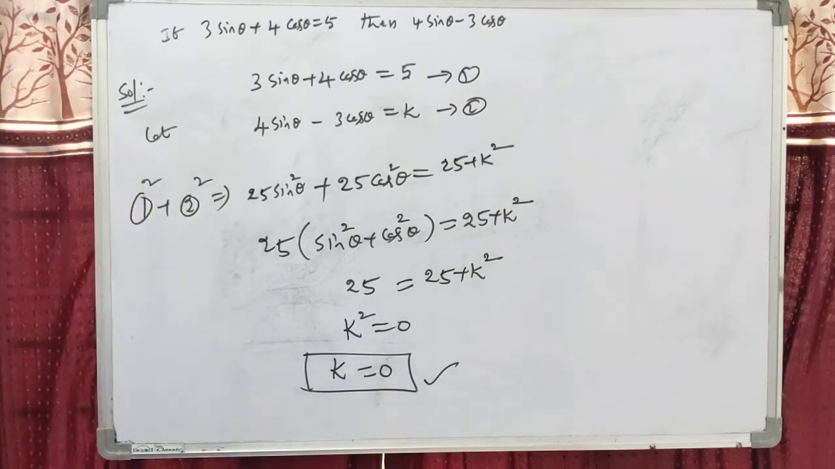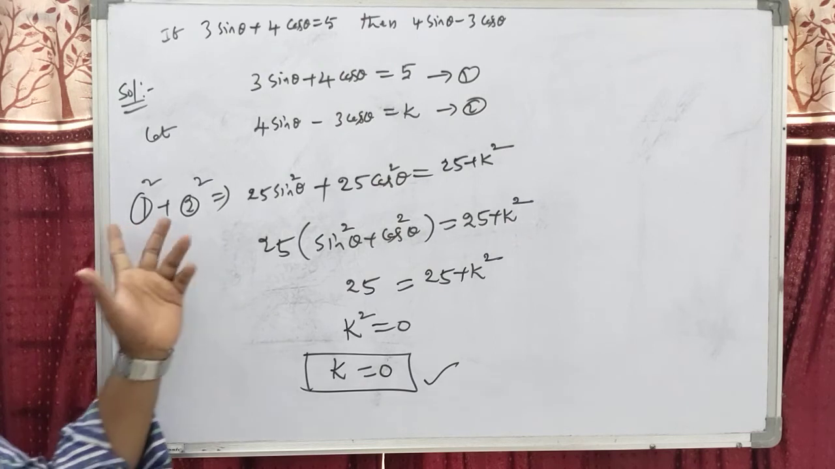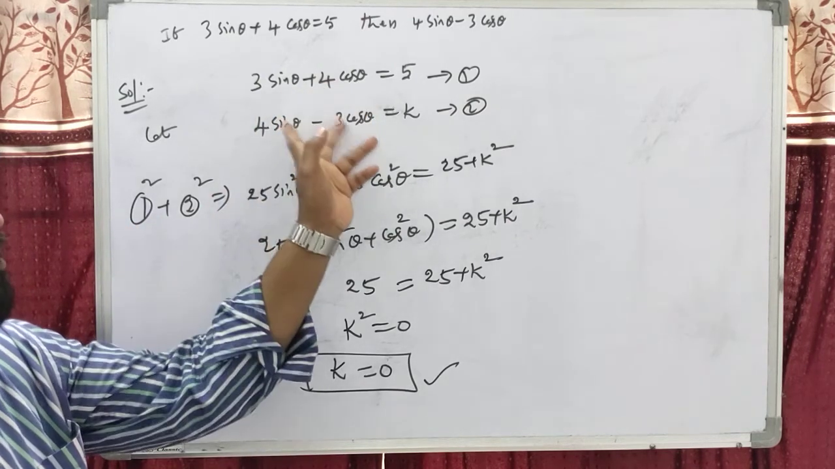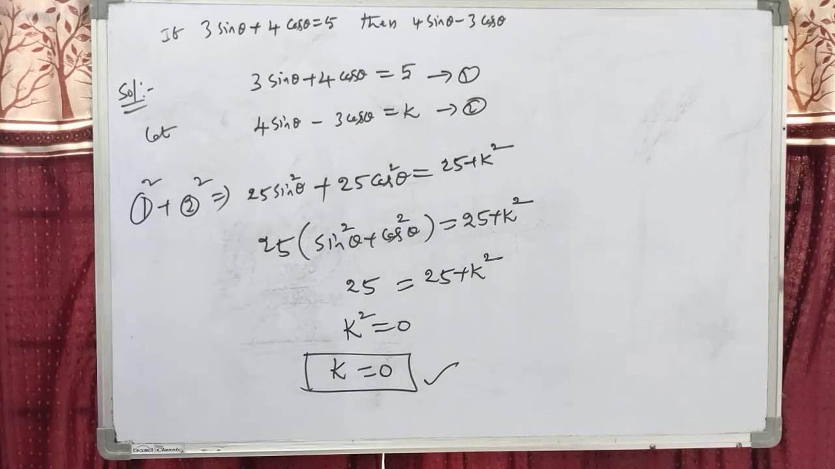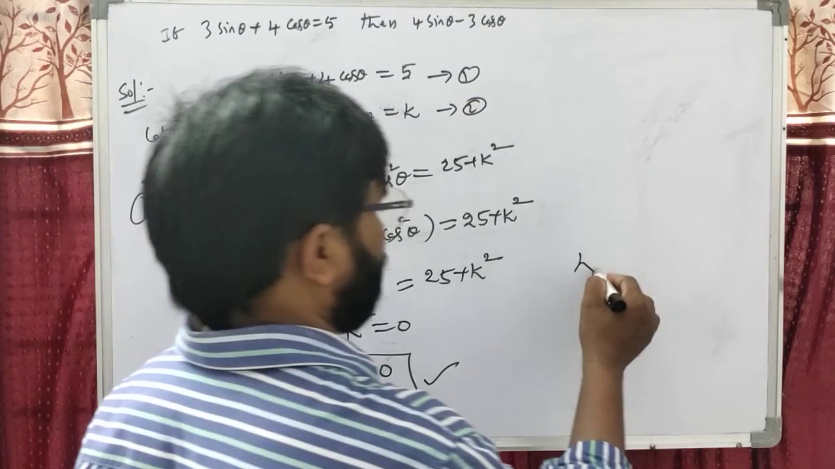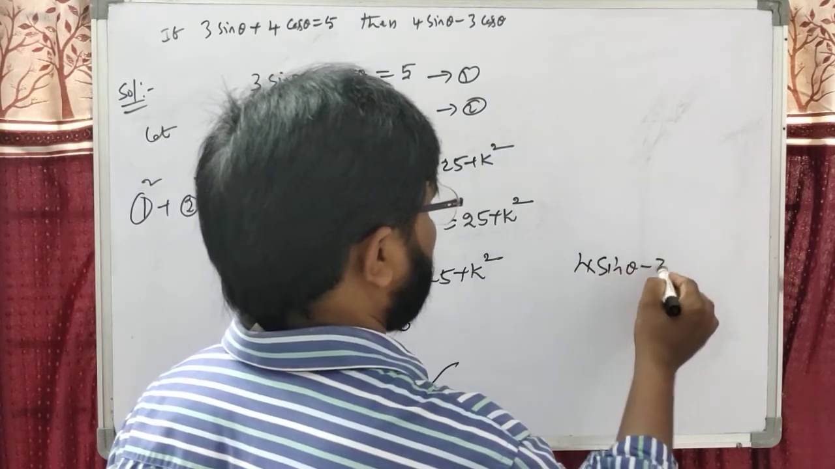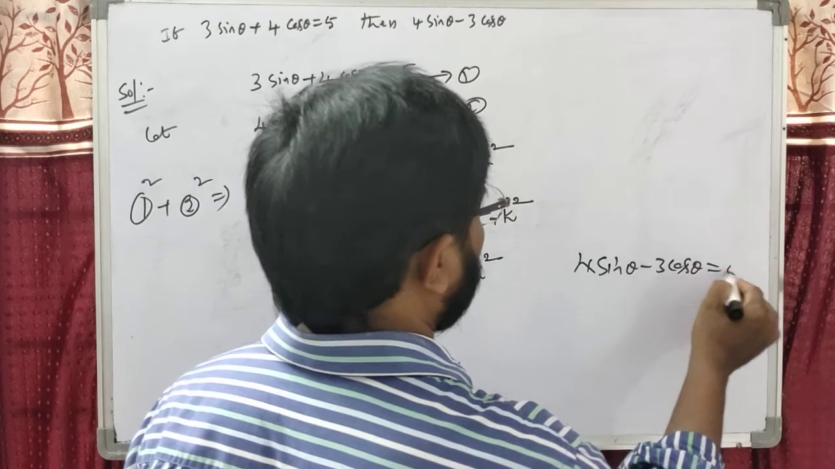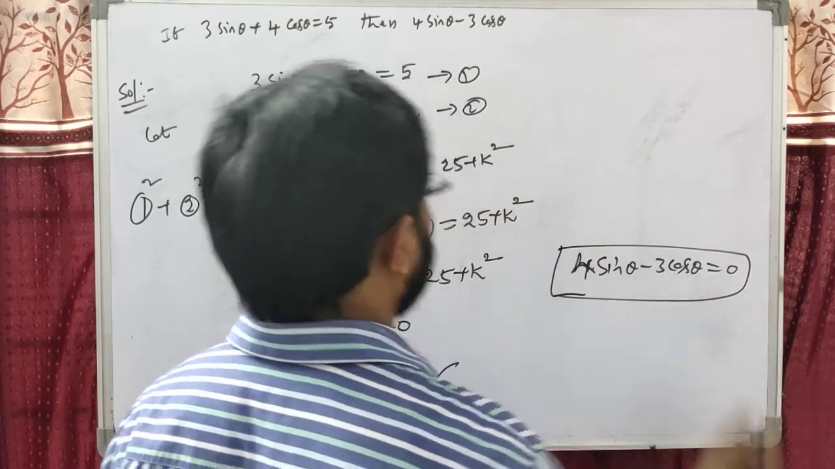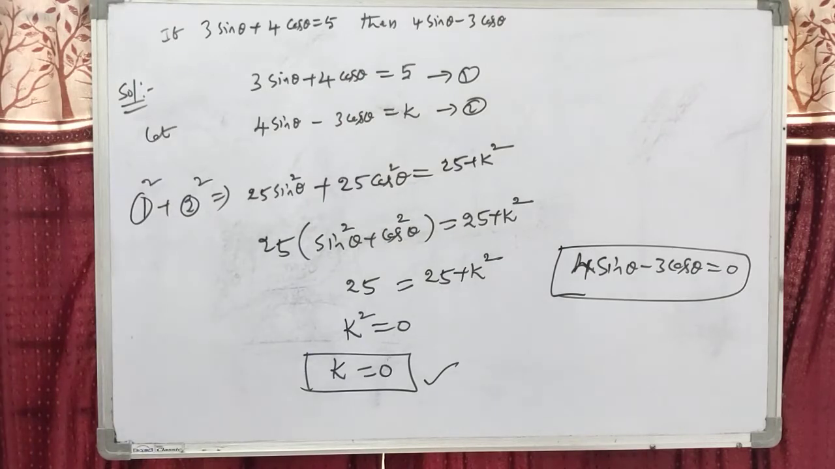This is the process. Okay students, when we take 1 square plus 2 square, sum of the squares plus 2ab minus 2ab cancel. Okay students, what is the value of k? 0. Therefore, we can write simply the value of 4 sin theta 3 cos theta is 0. Why, students? This will take some k. Okay.